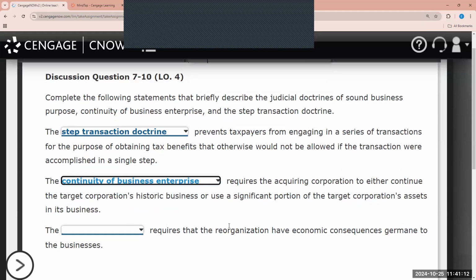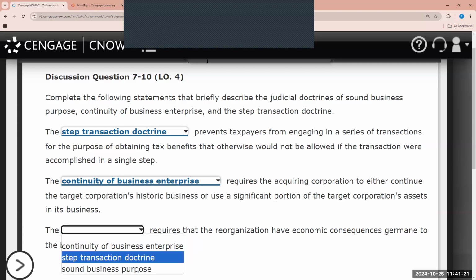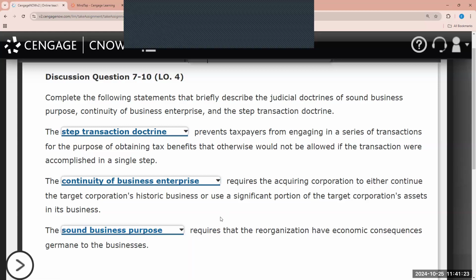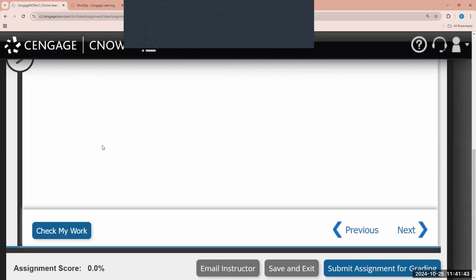Next, we see the blank requires that the reorganization have economic consequences germane to the business. This is the sound business purpose. So again, these are the key things. In addition to the statutory requirements, there are some judicially created doctrines, rather, that are also some basic requirements.